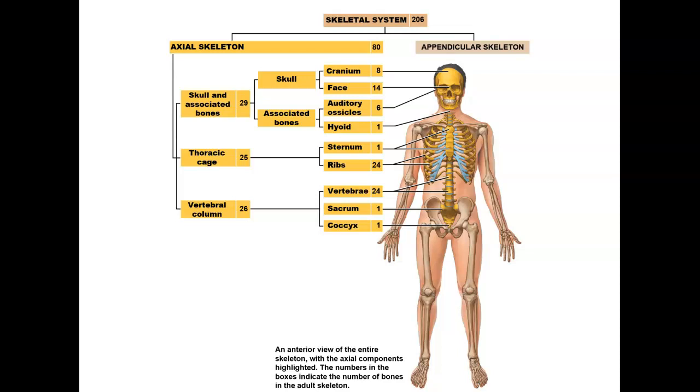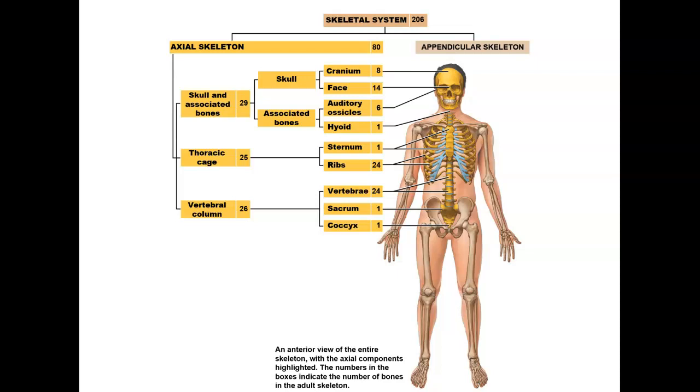So first, let's go into the skull and associated bones. You can divide that into further subunits. With the skull, you're going to have the cranium, which consists of 8 bones you're going to learn, and the face, which contains 14 facial bones.